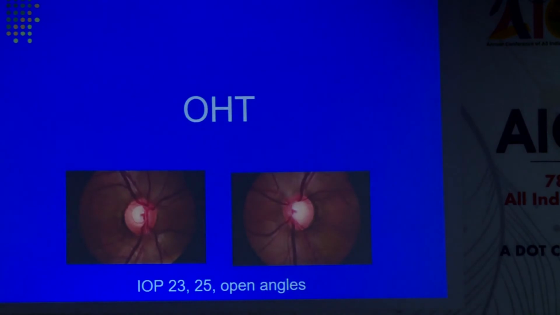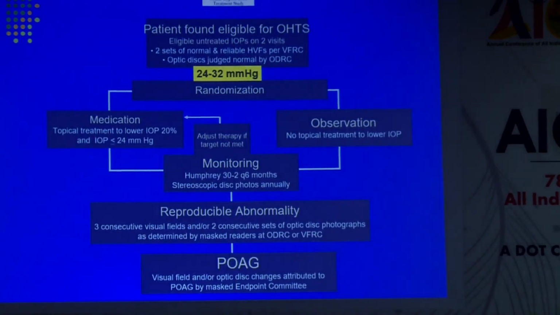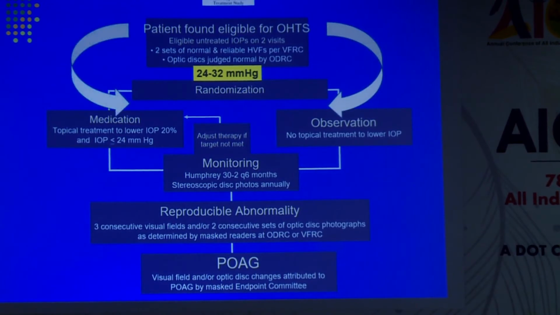Coming to ocular hypertension, we have already discussed a part of it. But supposing the pressure is 23, 25 with open angles, the OHTS has already been discussed. I'm not going into the details, but basically it divided patients with pressures of 24 to 32 into two groups, a medication group and an observation group. The observation group had no treatment. The medication group had a certain amount of treatment to lower the intraocular pressures.